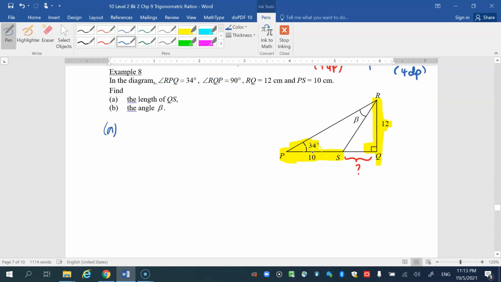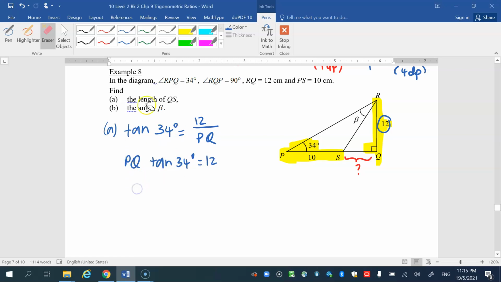Now, I have the angle here, 34 degrees. I have the opposite side, which is 12, and I need some information about the adjacent side, which is PQ. So I'm going to use tangent because I have opposite and I want to find adjacent. So I'm going to use tangent 34 degrees equals opposite over adjacent, which is my 10 plus SQ. But for now I just write it as PQ because that is the whole of the adjacent side. So to find PQ, I will cross multiply. PQ tangent 34 equals 12. Therefore, PQ is equal to 12 divided by tangent 34. Press calculator.